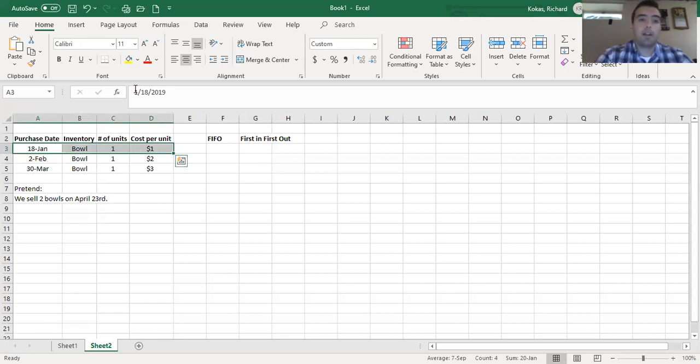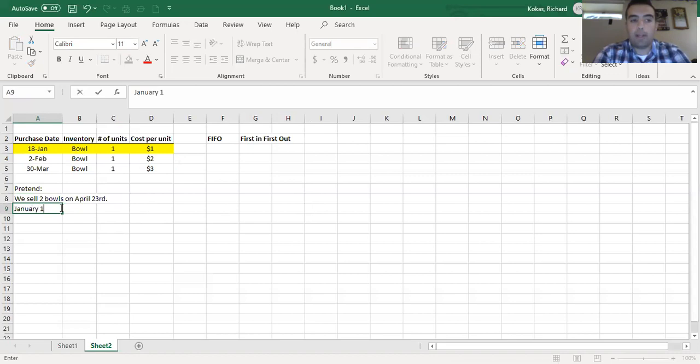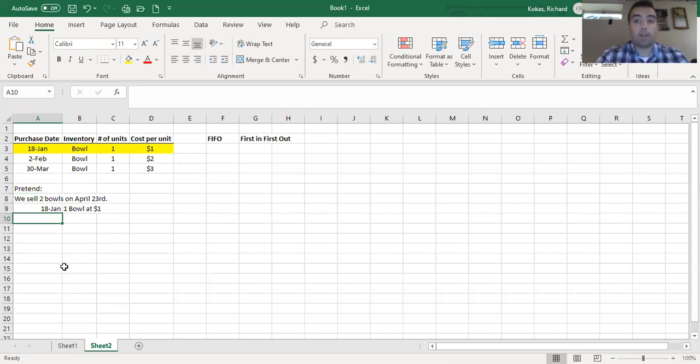Okay? So I'm going to go ahead and highlight it and wipe it out. So I'm going to update here. January 18th. 1 bowl at $1. All right, so we accounted for one of the bowls we're going to sell. Now, FIFO says first in, first out. So you go to the earliest purchase batch of inventory, you knock that one out. If this had more units, we would knock out as many units as possible until this entire date is eliminated. And then what we do is we work our way forward.